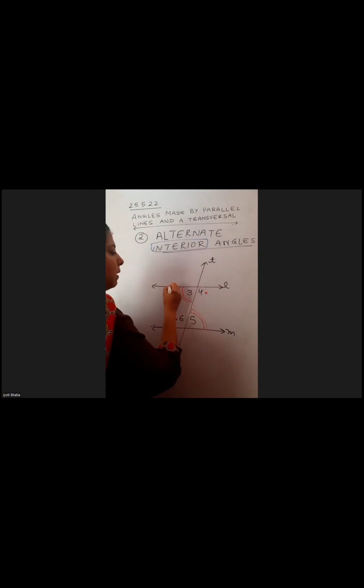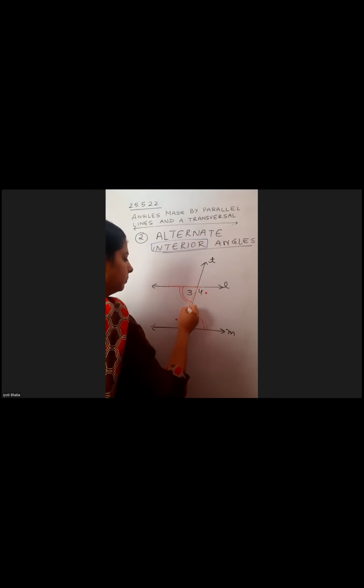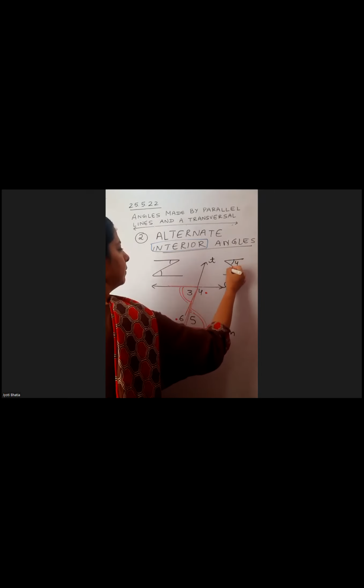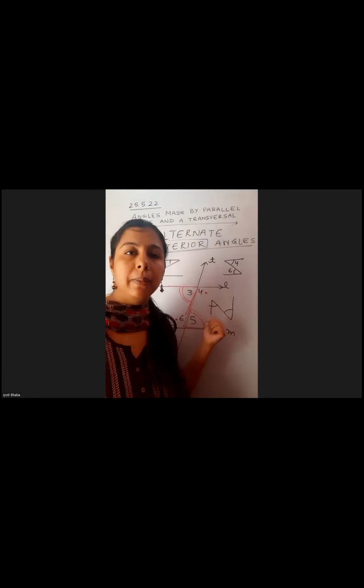Can you tell me the shape being formed here? Z. Alternate interior angles are of which shape? Z. It could be a reverse Z if we go anti-clockwise. It could be N also, if we rotate the figure. So either Z or N.